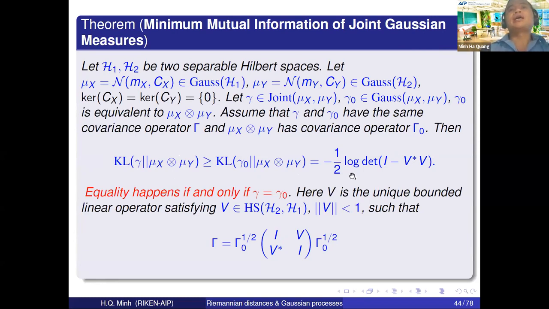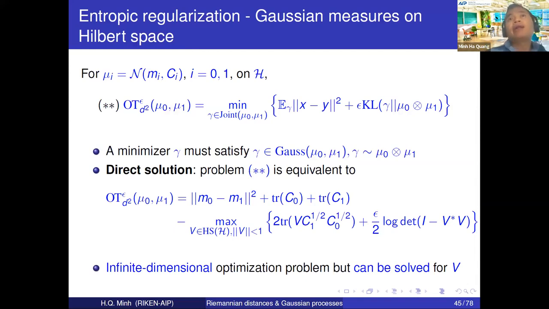This operator V relates to the covariance operator of gamma, and gamma zero is the covariance operator of this joint Gaussian measure gamma zero. As in the finite dimensional setting, with this minimum mutual information, because we are doing minimization, the minimizer has to be a Gaussian measure. If we plug this formula in, we can solve this optimization problem. It is an infinite dimensional optimization problem, but it can be solved explicitly, and we can obtain the solution.